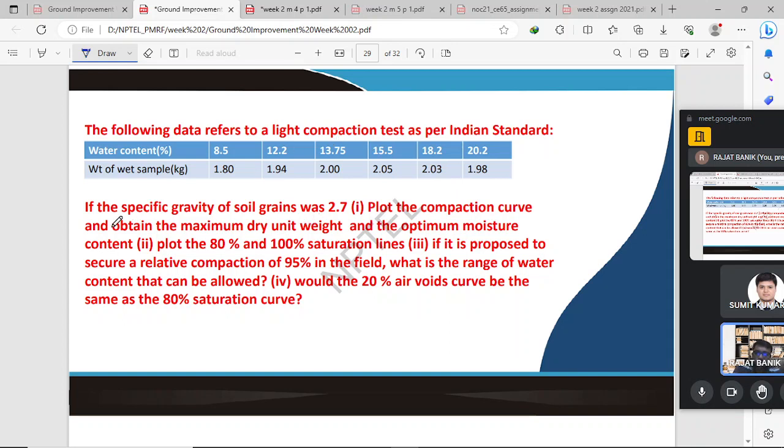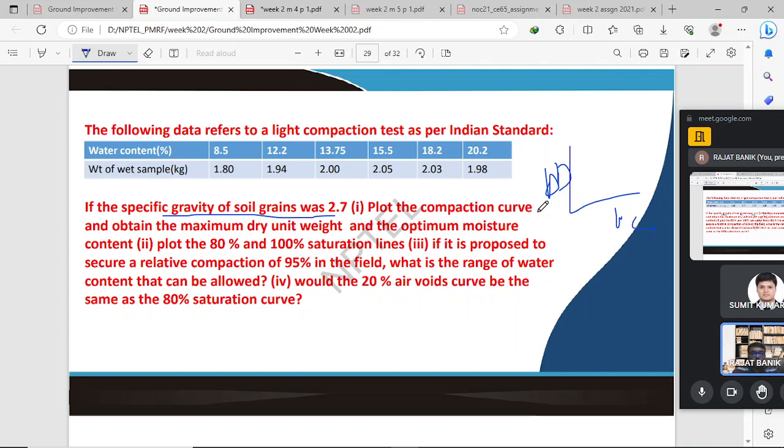The question says that the following data refer to a light compaction test. The water content and weight of the sample are given for different water contents, and the specific gravity of the soil is also given, which is 2.7. The first part asks to plot the compaction curve, where the left side is dry density and the bottom is water content or moisture content.